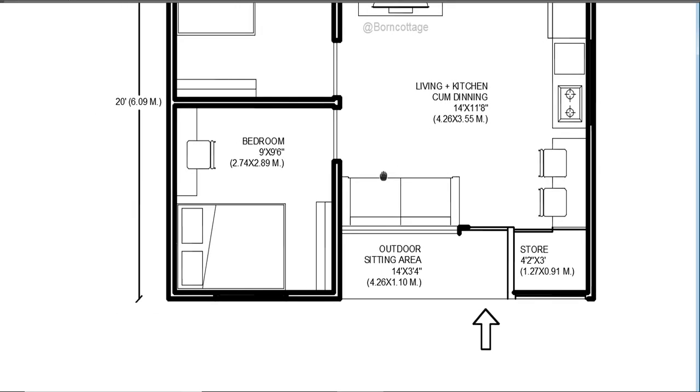And on the left side we have bedroom number 1 here. You can see here the bed arrangement, wardrobe arrangement, and also a study table with chair.